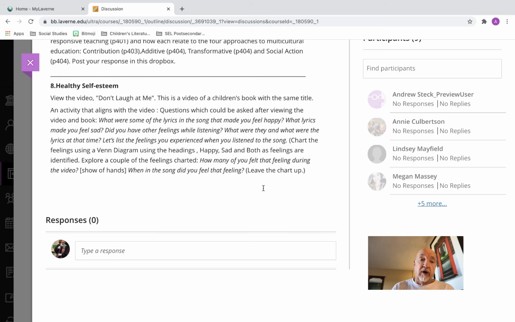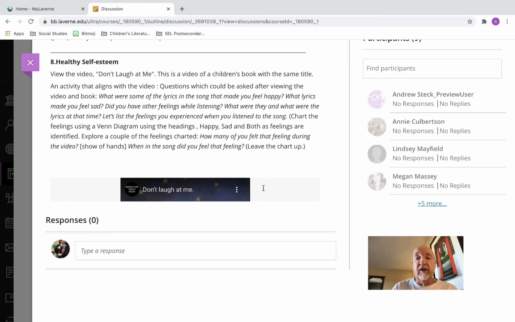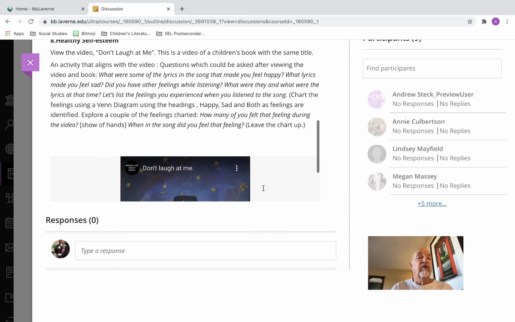So the teacher would chart the feelings using a Venn diagram using the headings happy, sad, and both as feelings are explored. And explore a couple of the feelings charted. How many of you felt that feeling during the video? When in the song did you feel that? That's the activity for this video.